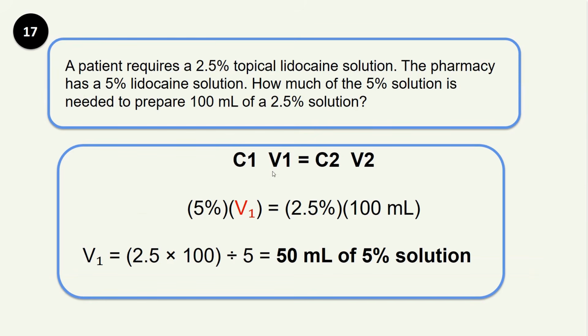How do we get those 50 mils? That can be done by using the dilution method, that is C1V1 equals C2V2. So here C1 is basically 5% and we need to calculate how much of this 5% is needed, which is V1. Our concentration C2 is 2.5 and V2 is 100 mils. So if you do that, V1 equals 2.5 times 100 divided by 5. So it gives you 50 mils of 5% solution required to prepare 100 mils of 2.5% solution.